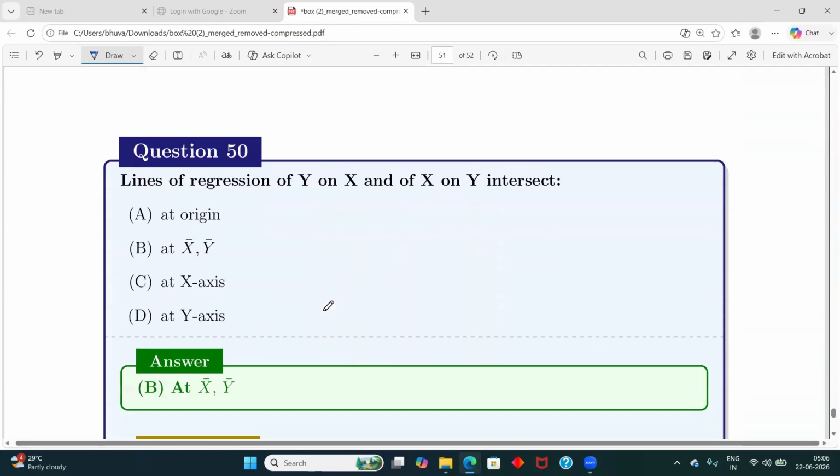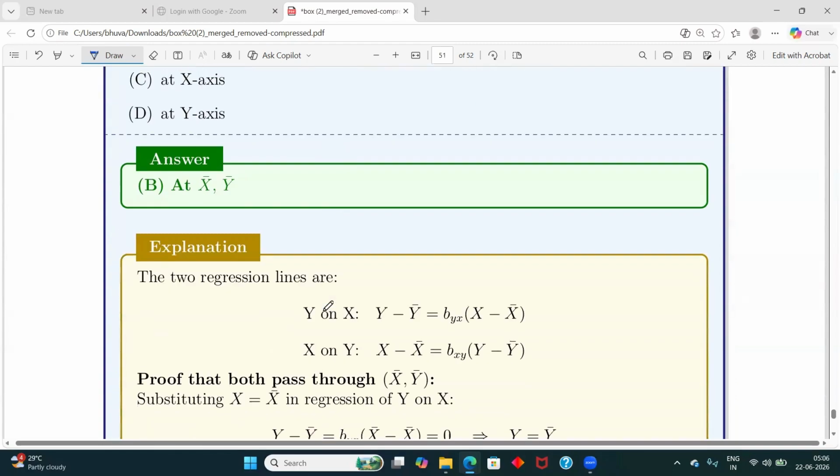Now moving to question number 50. In the 2004 paper, the total number of questions is 50. That's why the last question of this paper is this. Lines of regression of y on x and x on y intersect at which point? At origin, at x bar and y bar, at x axis, and at y axis.